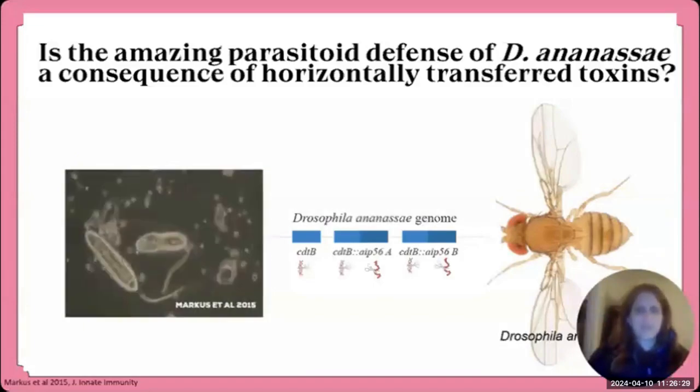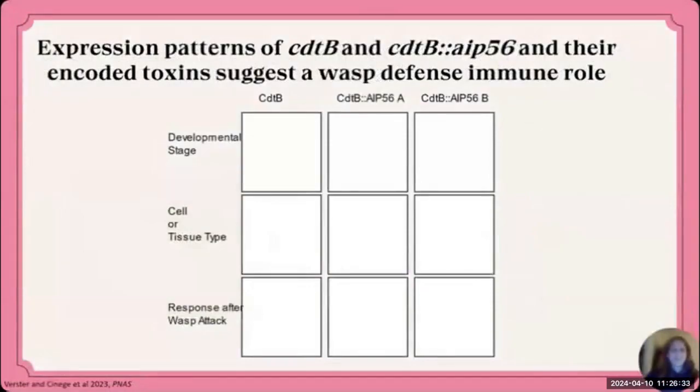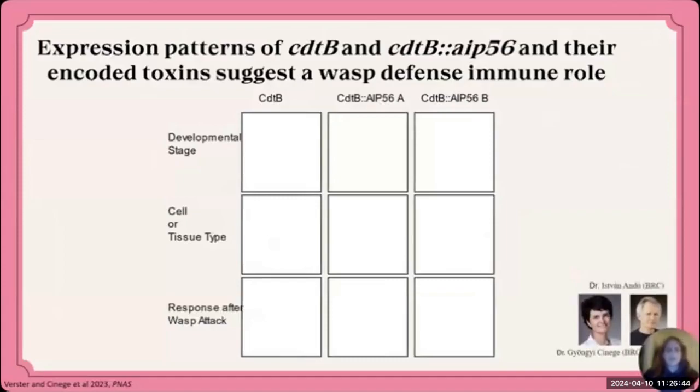In order to address these questions, we had a collaboration with an amazing group of scientists at the Biological Research Center in Hungary, two major players being Dr. Gyöngyi Szenányi and Dr. István Andó. They're very adept at creating antibodies that enable us to visualize where proteins are located in the tissues and organs of Drosophila ananassae.